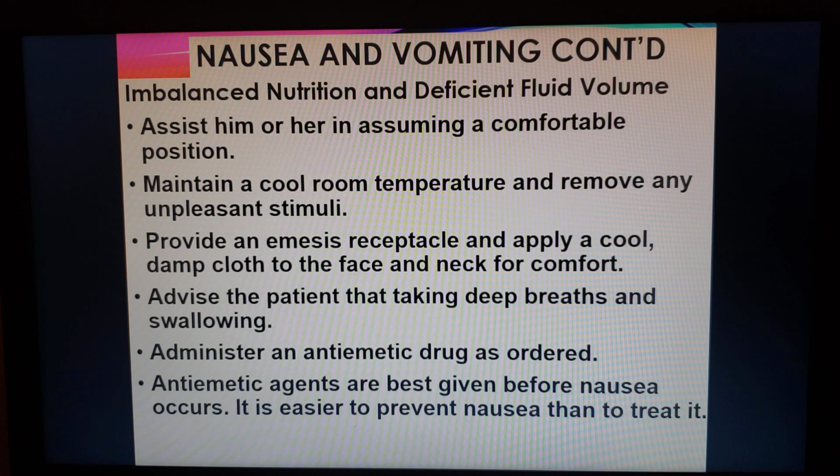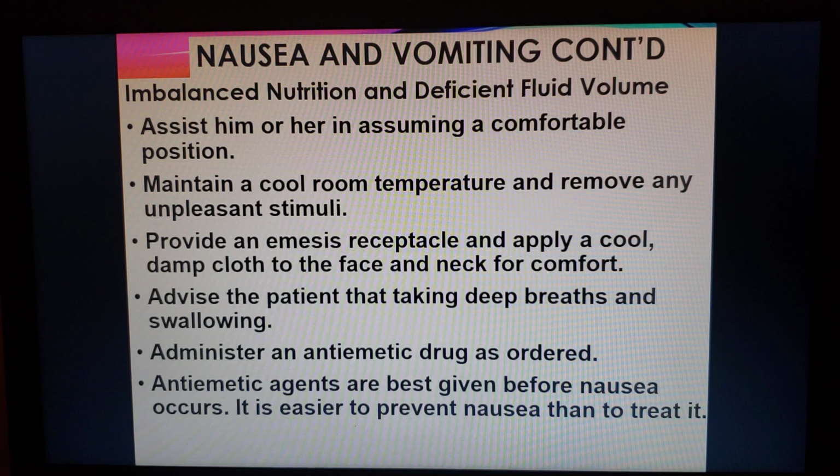Some nursing interventions to implement for the patient with nausea and vomiting that has imbalanced nutrition and or deficient fluid volume when a patient isn't eating and drinking enough. So these are the implementations for nursing responsibility. You want to assist the patient in the correct positioning for eating, maintain a cool temperature in the room, and of course make it conducive to eating. You want to remove any unpleasant stimuli. If the patient needs an emesis basin, you want to make sure you provide it.